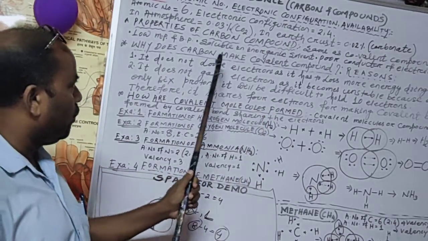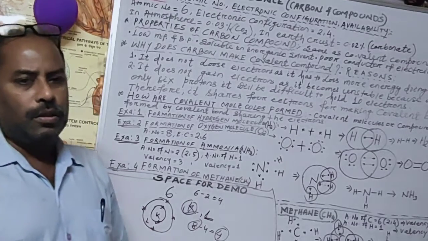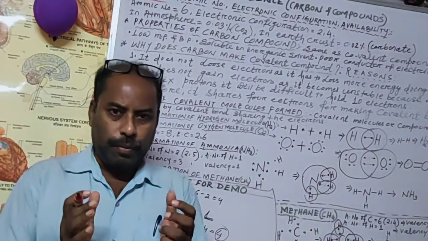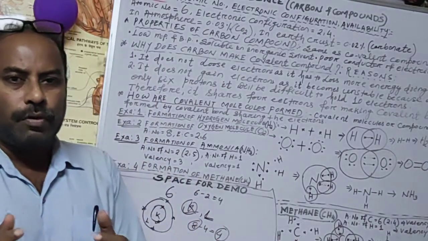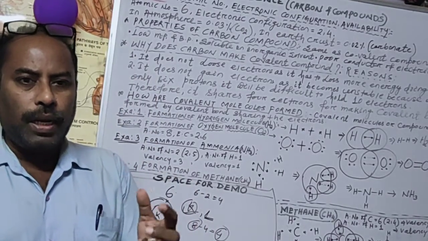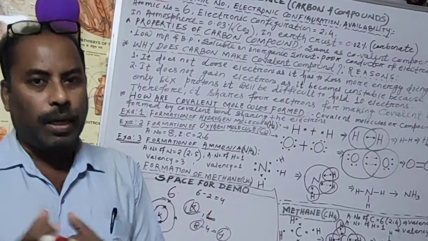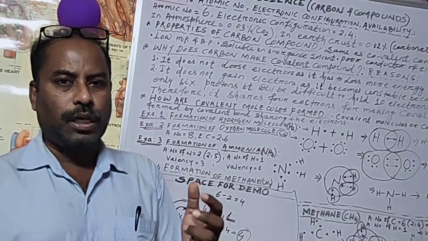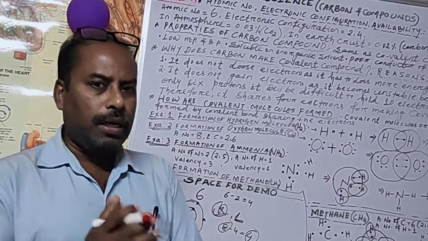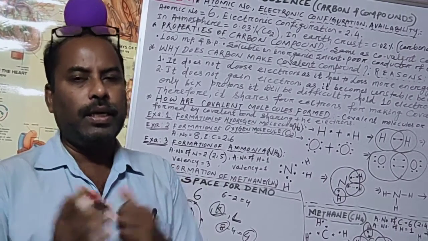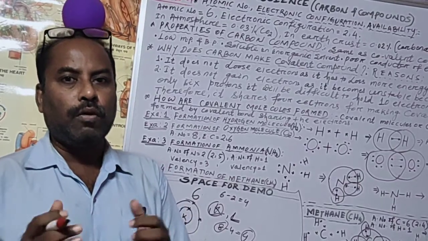Why does carbon make covalent compounds? So we know there are two types of compounds, which are formed by two types of bonds. Some compounds are formed by the covalent bond, so that is a covalent compound. Some compounds are formed by the ionic bond, they are called ionic compounds. But carbon generally forms covalent compounds. Why does carbon make covalent compounds?